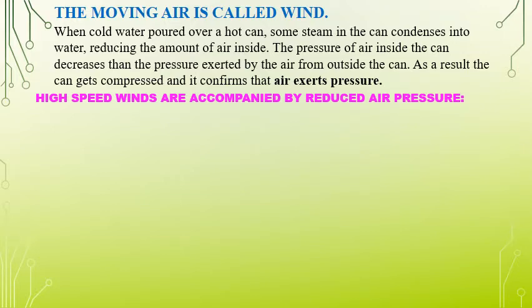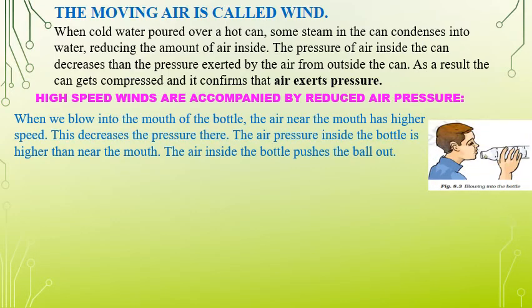And then comes: high speed winds are accompanied by reduced air pressure. See in this figure and this activity, at point 1, the boy is trying to blow a paper ball, which is kept at the mouth of a bottle. When we blow into the mouth of the bottle, the air near the mouth has higher speed. This decreases the pressure there, and the air pressure inside the bottle is higher than near the mouth. The air inside the bottle pushes the ball out.